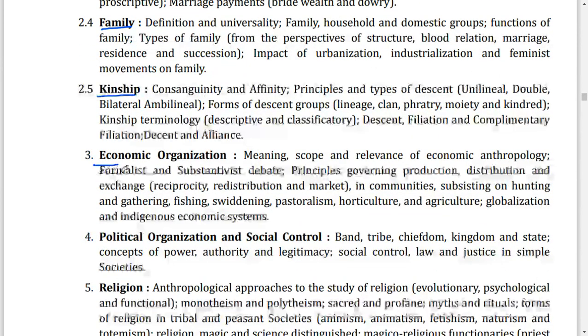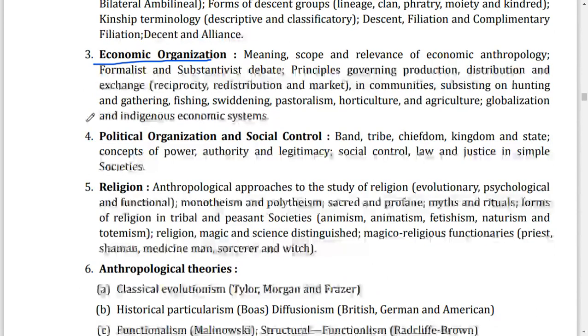3. Economic organization: meaning, scope, and relevance of economic anthropology, formalist and substantivist debate, principles governing production, distribution, and exchange, reciprocity, redistribution and market in communities subsisting on hunting and gathering, fishing, swidden, pastoralism, horticulture and agriculture, globalization and indigenous economic systems. 4. Political organization and social control: band, tribe, chiefdom, kingdom and state, concept of power, authority and legitimacy. Social control, law and justice in simple societies.